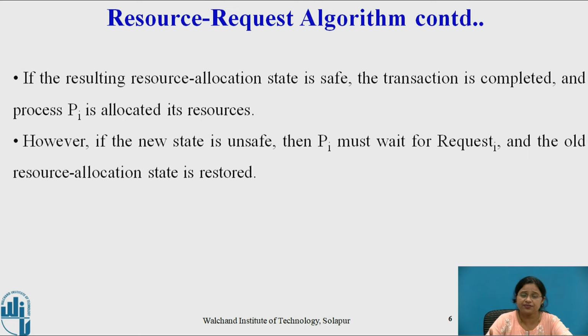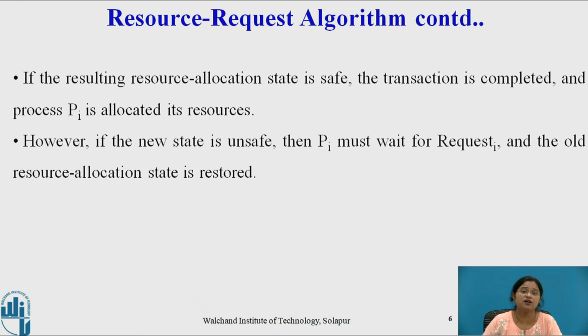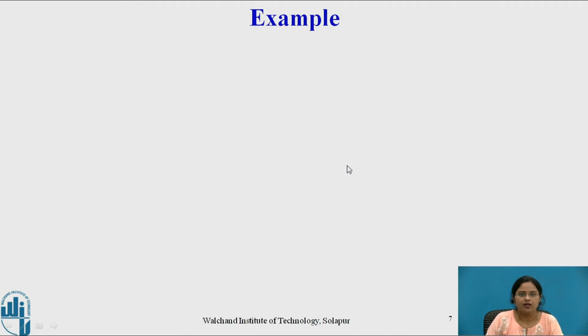If it is not in a safe state, that is, if the state is unsafe, then the process must wait for the request and the old resource allocation state is restored. Old resource allocation state restored means whatever modifications were done by the operating system are all restored. The allocation is not done if the unsafe state of the system is found after allocation of the resource, and process P must wait.